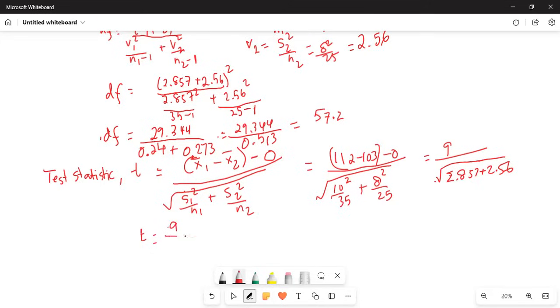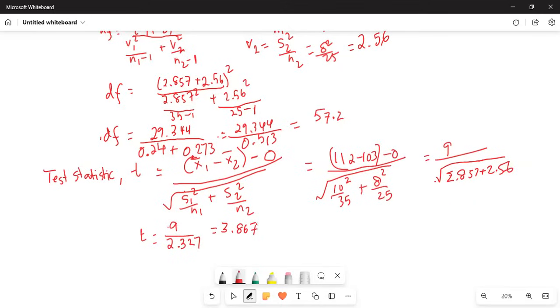So we'll do the whole thing again. 9 divided by, clear, I'm doing the denominator. Second, x square gives me the square root. Inside the square root, 2.857 plus 2.56, which is 2.327. So the test statistic is 9 divided by 2.327, and that is equal to 3.867. So that's the value of your test statistic.